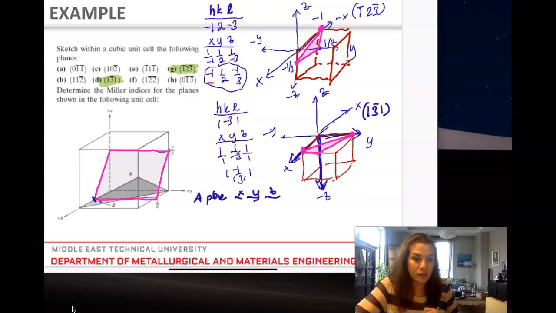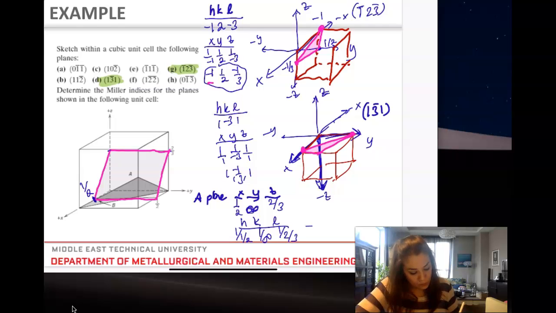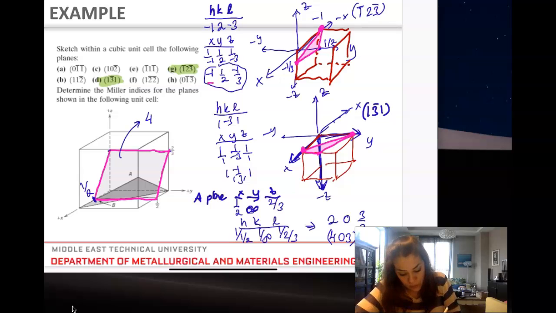Well, it is definitely intersecting X at 1 over 2. It's parallel to Y, right? So infinity is the intersection point. What about Z? It is intersecting Z at 2 over 3. So to find HKL, we take the reciprocals: 1 over 1 over 2, 1 over infinity, 1 over 2 over 3. So the HKL values are 2, 0, 3 over 2. But to write the plane, we need to make them all integers, so multiply by 2. 4, 0, 3 is the A plane. This plane is 4, 0, 3.